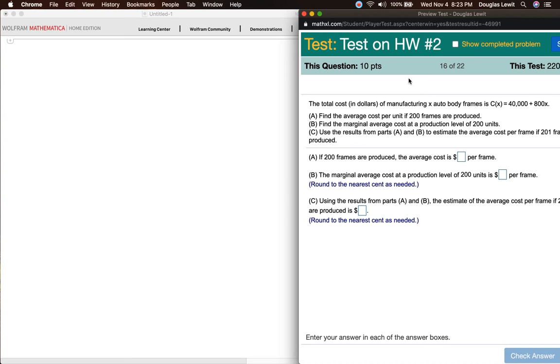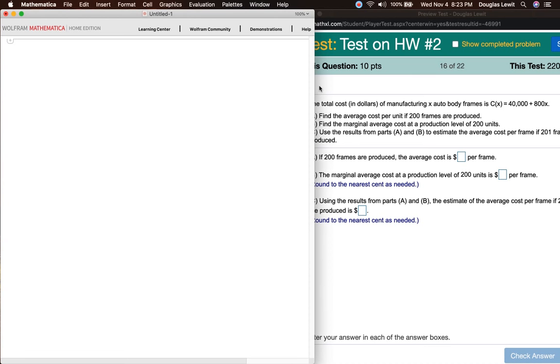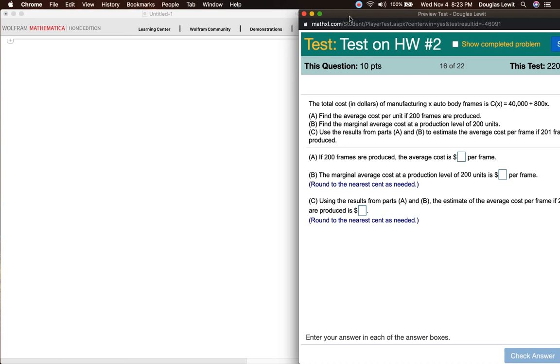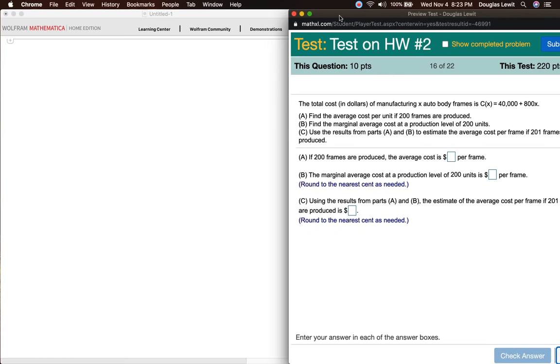That's actually 7 problems: 16, 17, 18, 19, 20, that's 5 problems, and then 21 and 22, that's 2 more. So we have 7 problems to work on. Okay, so I have Mathematica right over here. Let's look at problem number 16.